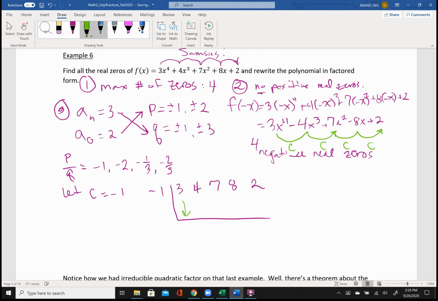Okay, let's start the process. Drop that 3 down first. And we'll multiply through. Like so. We'll get a negative 3 right here. 4 plus negative 3 is going to give us a positive 1. Multiply through with the negative 1. We'll get negative 1 here. Add and we'll get a 6, if I'm not mistaken. Oh, let's maintain our color scheme though.